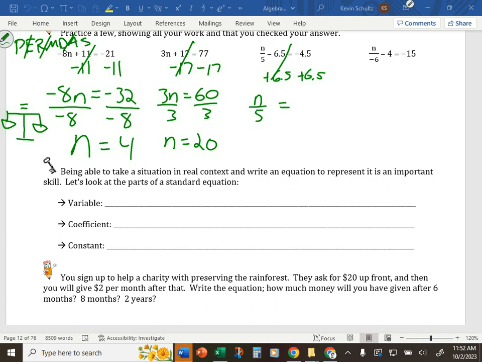Now, negative 4.5 plus 6.5 might be a little more difficult than the others, but you can do this. What is negative 4.5 plus 6.5? Or flip it around, put your positive 6.5 first and subtract 4.5. It might be easier. What do we get? 2. Okay.